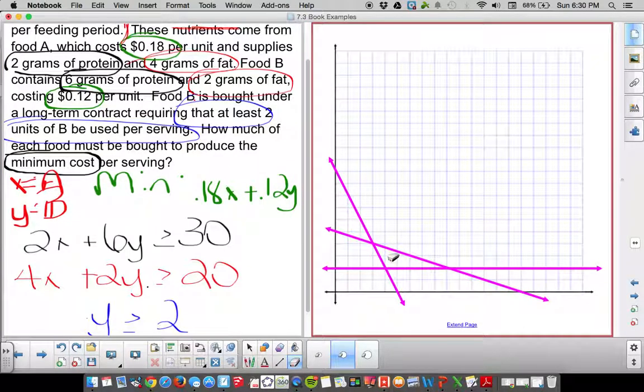So I've graphed my inequalities here. I have Y is greater than or equal to 2, and 2x plus 6y is greater than or equal to 30 is this line, and 4x plus 2y greater than or equal to 20 is this line. You can see where my intercepts are and so on and so forth.